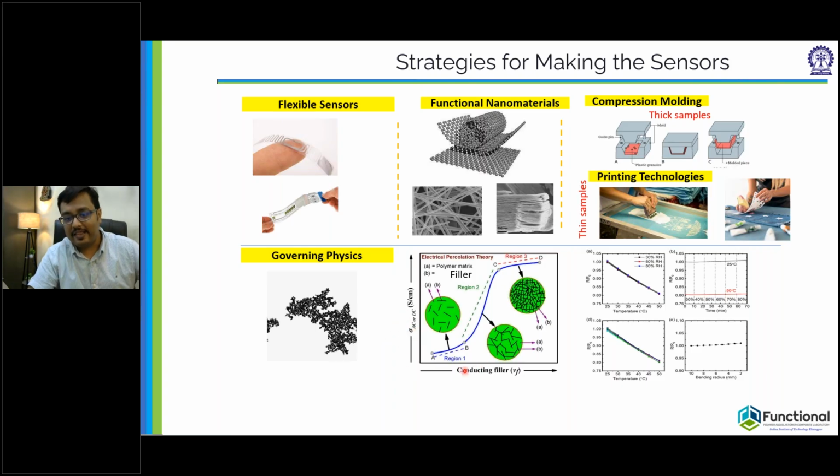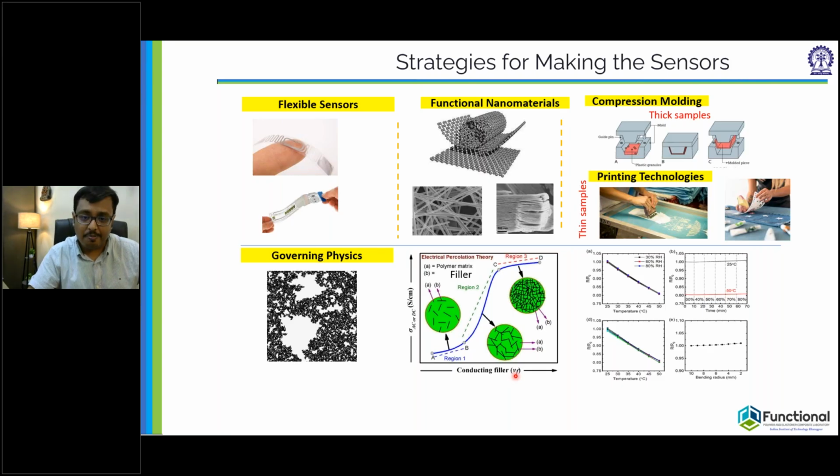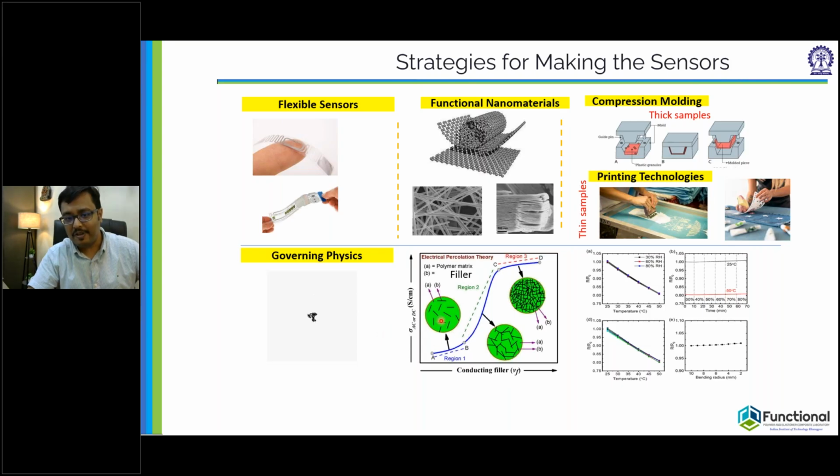Okay, and this VF corresponds to the volume fraction. Now, in place of volume fraction, we can use weight percentage or we can use PHR as well. So initially, when we are putting the fillers in, as you can see, they remain in a very discrete structure. They are not connected to each other. But after a particular loading of the filler, each individual filler starts to get contacted or establish contact with each other.